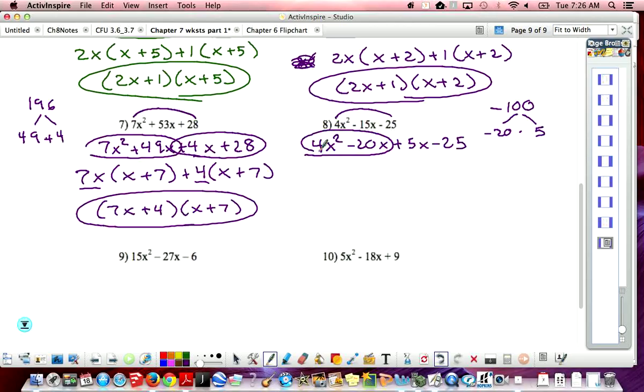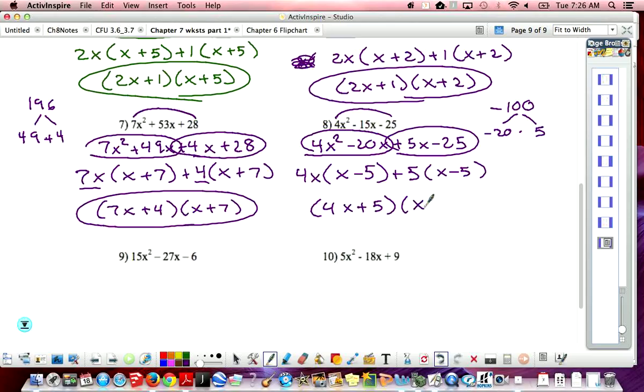Now, what do these two terms have in common? 4x. I'm left with x minus 5. What do these two terms have in common? Just the 5, x minus 5's. So I have 4x plus 5 sets of x minus 5's.